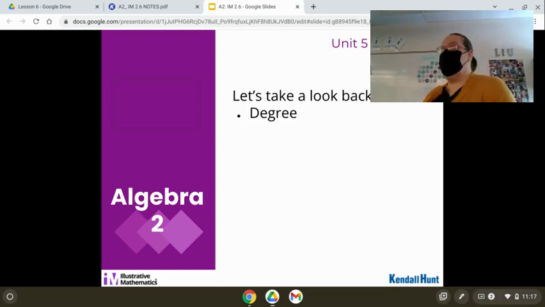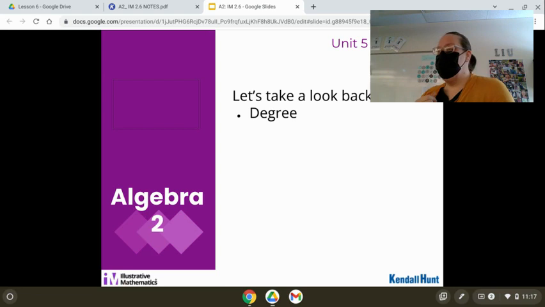Does anyone remember what degree means, where we find it, what it tells us? What can you tell me about degree? Ellie, what do you remember? You're partway there. It has to do with the exponent. What about the exponent? Or which exponent, I should say? More specific. The biggest one, right? The biggest exponent tells us our degree.